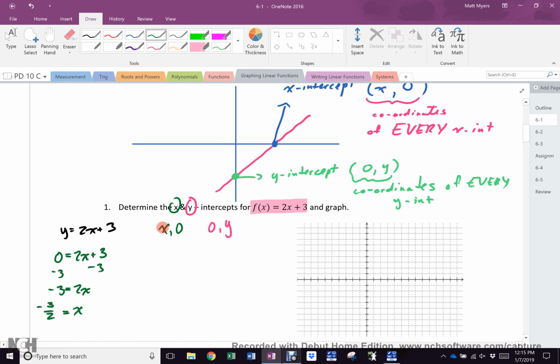What do you see right there? So what can I write right there? Negative 3 halves, comma 0 is a point on our graph. Now what do I do with the other one?